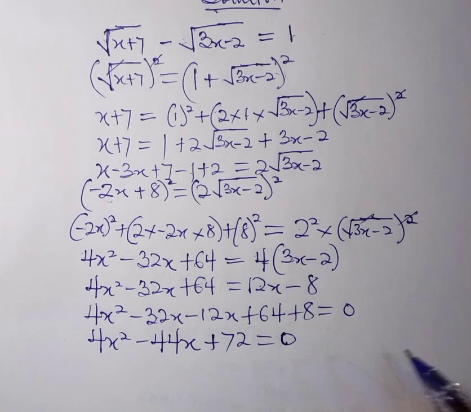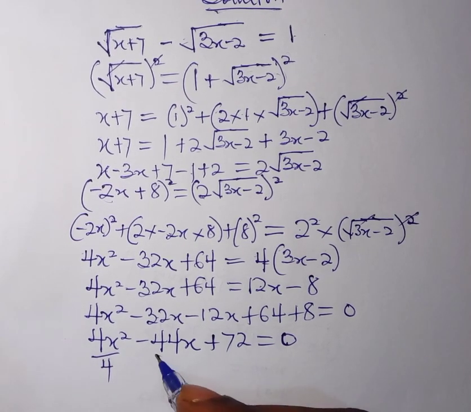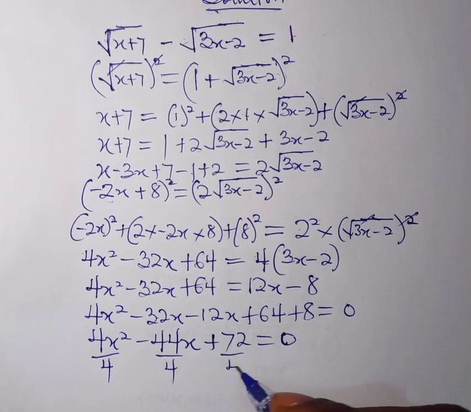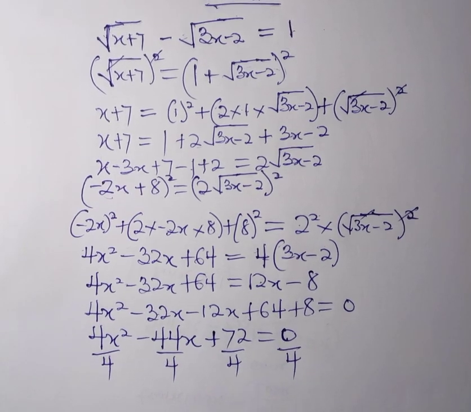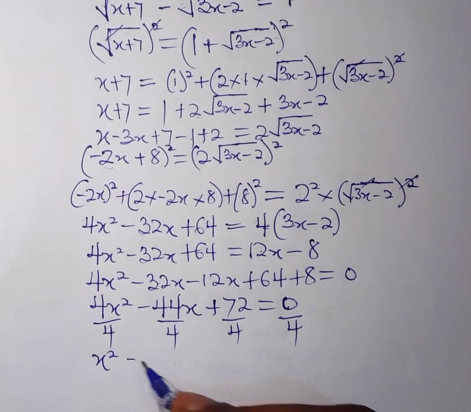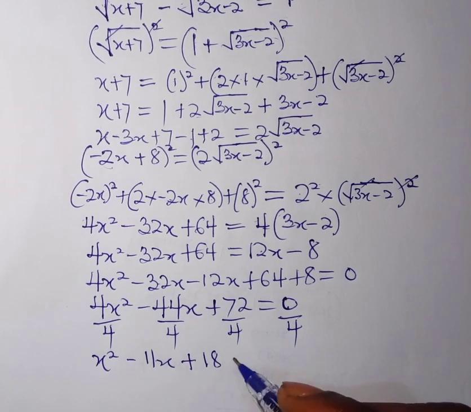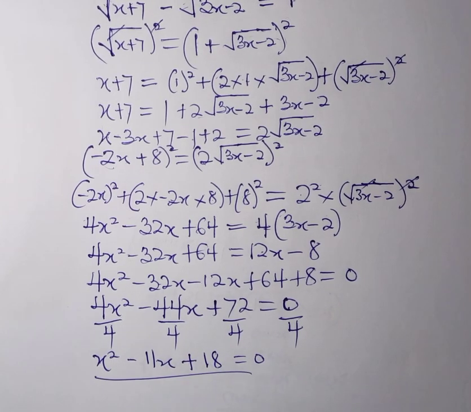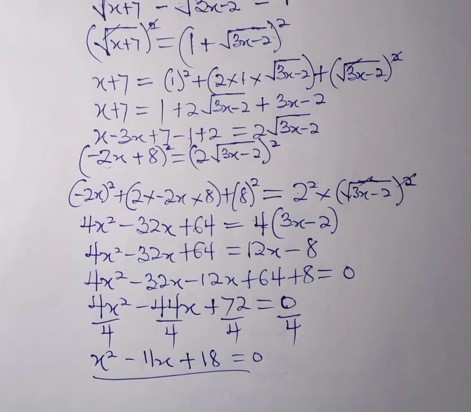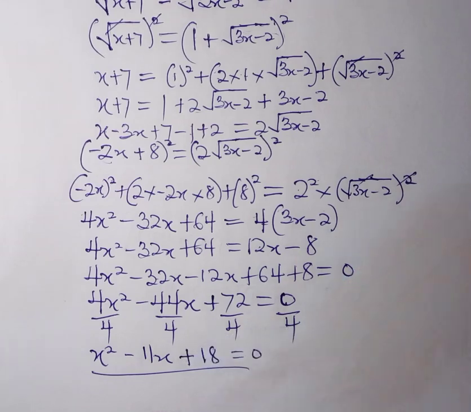So if I reduce this, I can divide each term by 4, and then I get x squared minus 11x plus 18, which is equal to 0. So we have a quadratic equation. How do we solve a quadratic equation? We can use the factorization method.